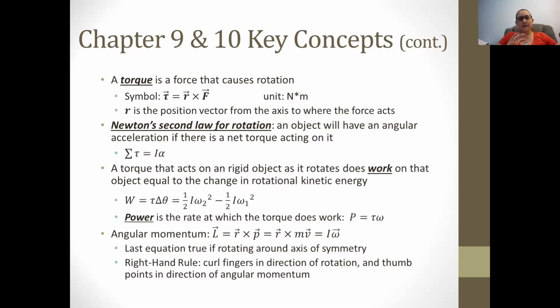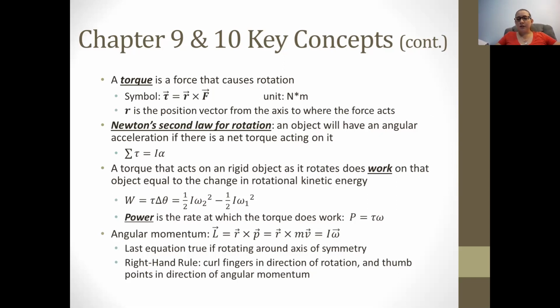I is the mass distribution. Omega is the angular velocity. So angular momentum is mass distribution times angular velocity. Linear momentum is mass times velocity. Very similar concepts here. So this I omega equation is true if it's rotating around an axis of symmetry, so the center of an object, for example.